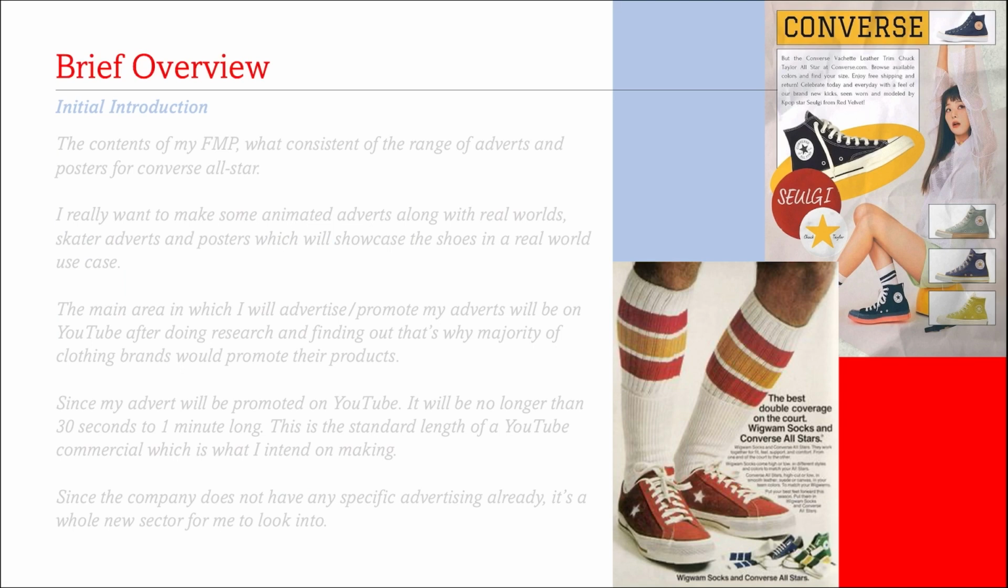So the contents of my FMP would consist of a range of adverts and posters for Converse. So I will be aiming to make about 6 pieces for commercials and 2 posters. One of the posters is going to be like a billboard poster, so about in the 16:9 ratio, more long, and then there's also going to be a traditional A4 poster. The 4 commercials will consist of 4 adverts, 2 of which will be for social media and 2 of which will be made for YouTube.